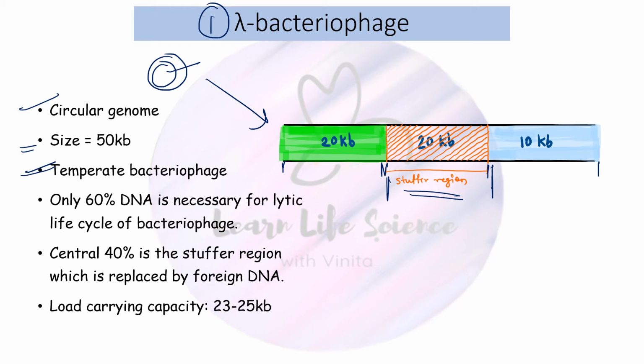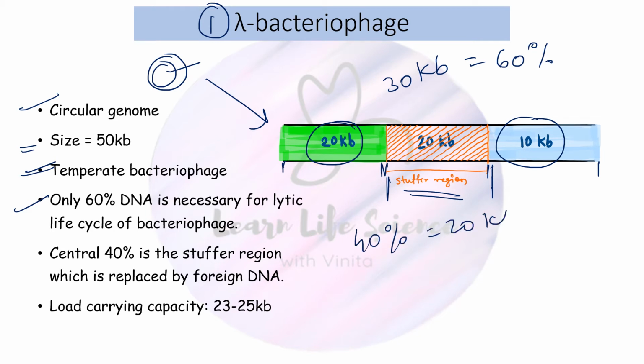Only 60% of the DNA, this 20 plus this 10, that is 30 kb, is essential for the life cycle of the bacteriophage. The central 40% stuffer region, that is 20 kb, can be replaced by the foreign DNA. Here the load carrying capacity is much higher, around 23 to 25 kb with high transformation efficiency. So this is a very simple lambda bacteriophage which is used as a vector.